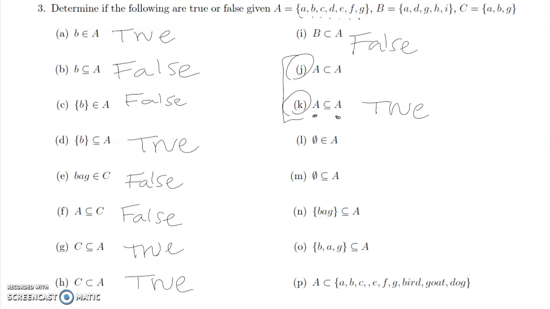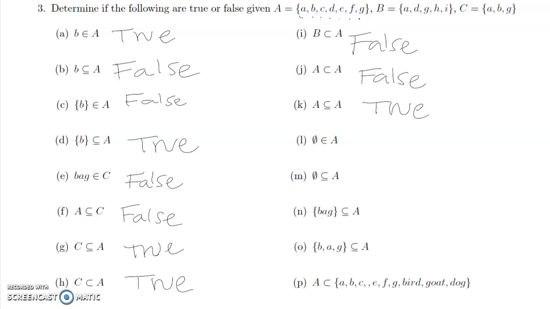Now, when we go to J, we are asking further, is it a proper subset? Well, remember, being a proper subset means you're a subset, but you're not equal. Now, obviously, by definition, A is equal to A, so this one must be false. So A is a subset of A, but not a proper subset of A.